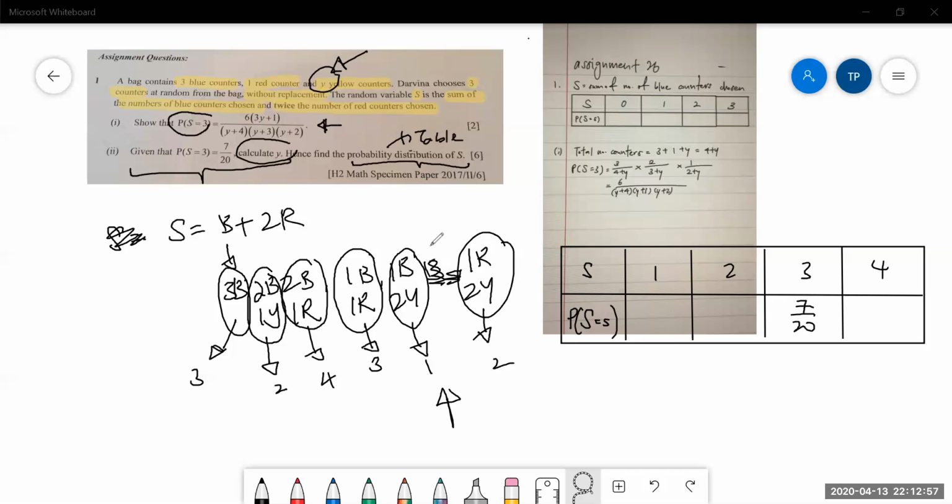Okay, thank you. You sure you can cope or not? Okay, why don't you tell me how to find the probability of 1 blue, 2 yellow? Because now I want to find the probability of S equals 1. Can you tell me how to find the probability of 1 blue, 2 yellow? Okay, 3 over the total times... I'm just going to write it down. 3 over what? Total. What's total?